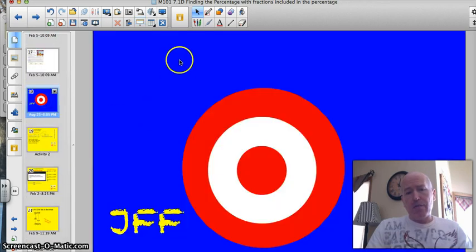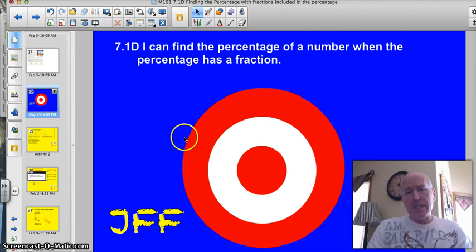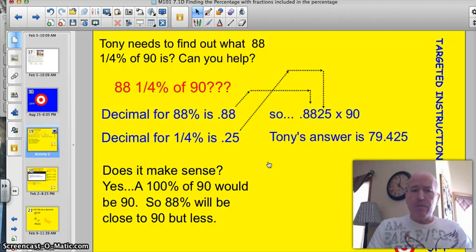All right, tonight officially our target is 7.1D. I can find the percentage of a number when the percentage has a fraction. All right, Tony needs to find out what 88.25% of 90 is. Can you help? All right, so here's what we need to do.